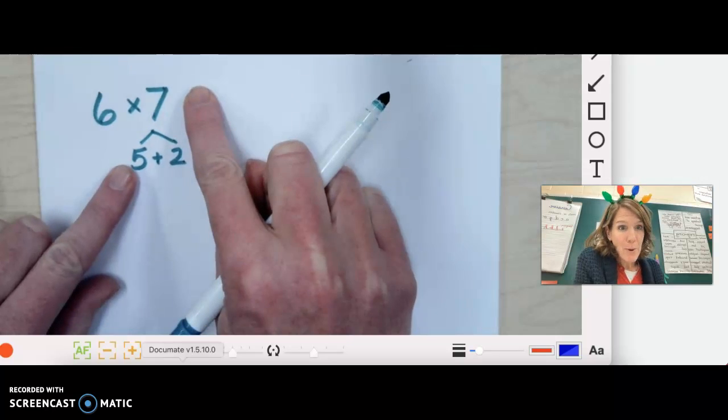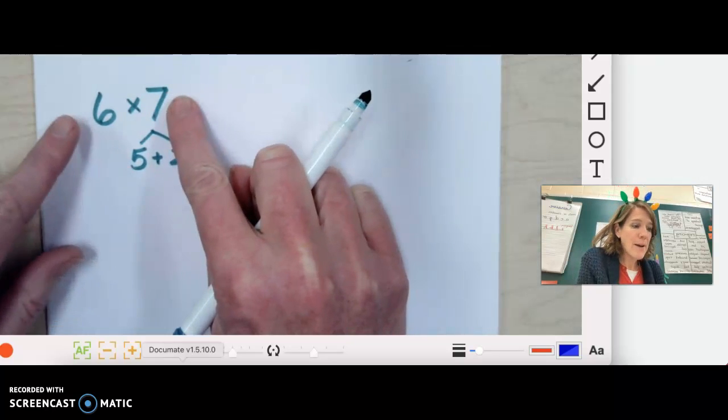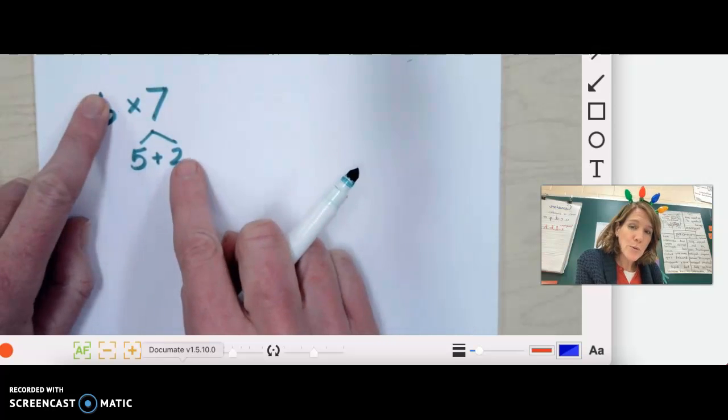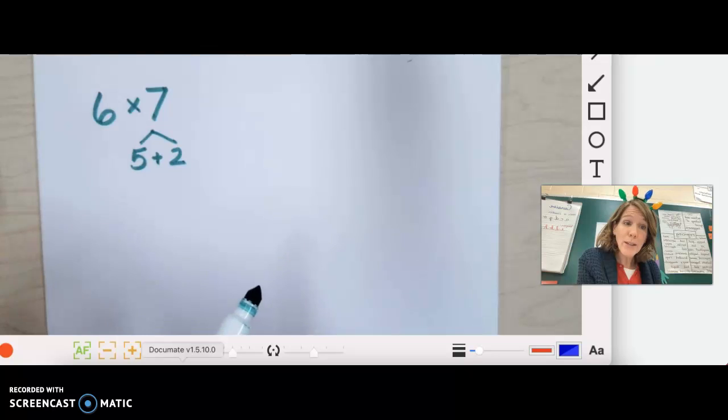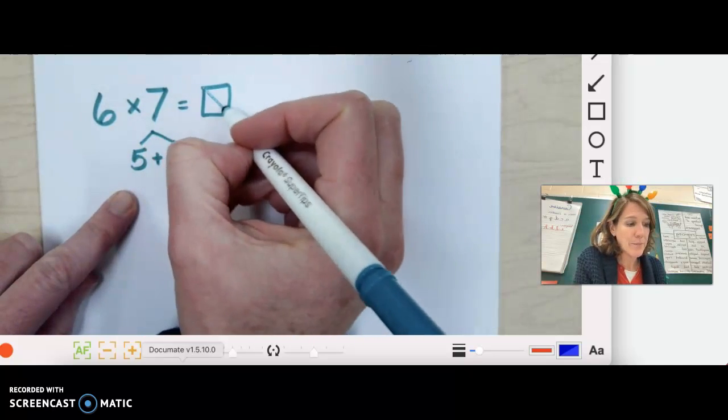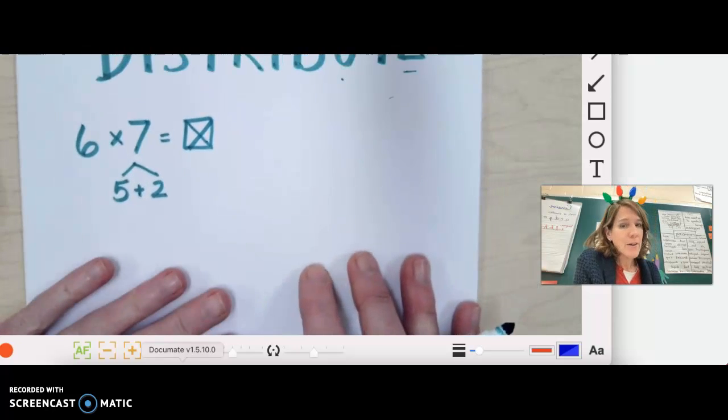So the distributive property of multiplication says that if I multiply 6 times 5 and I multiply 6 times 2, and I add those two products together, I'm going to get the product of 6 times 7. I'm going to get this number. Okay? All right, let's try a different one.